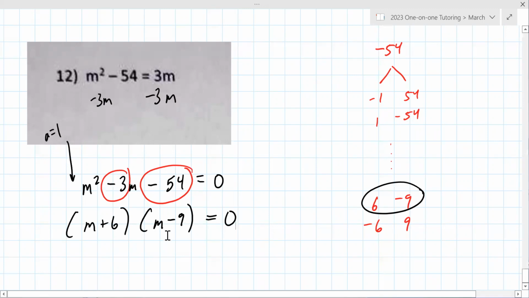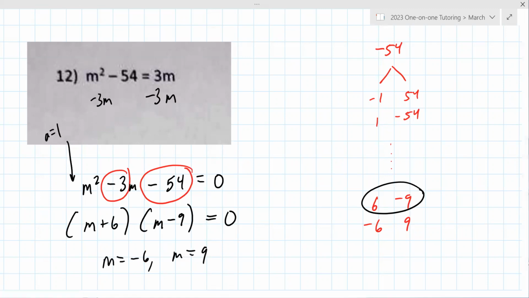So go ahead and solve this and give me your final answers, please. M equals -6 and M equals 9. Yes. Very good. All right, let me see if that's the last of those a equals 1 types.